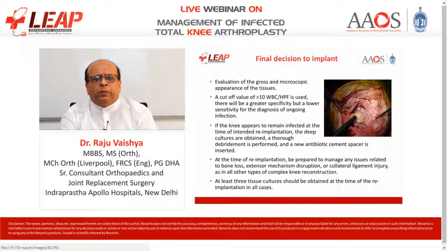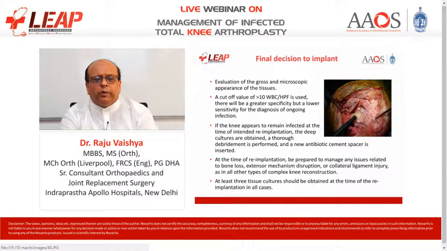The final decision to implant or not to implant must be seriously discussed and considered by the surgeon who is treating these patients. Evaluation of gross and microscopic appearance of tissue is one indication which a surgeon can appreciate to decide whether to go for reimplantation or not. A cutoff value of less than 10 WBC per high power field is used at frozen section, which shows greater specificity but a lower sensitivity for diagnosing ongoing infection.